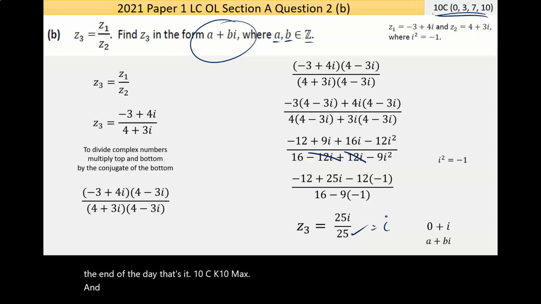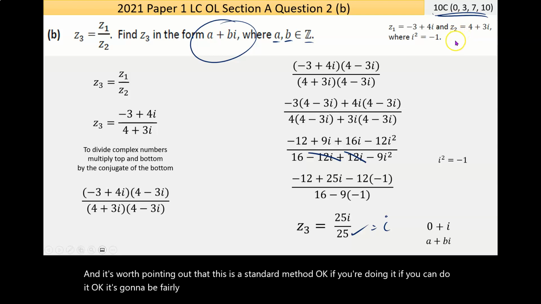It's worth pointing out that this is a standard method. If you can do it, it's going to be fairly handy. It's just a matter of remembering how to do it.